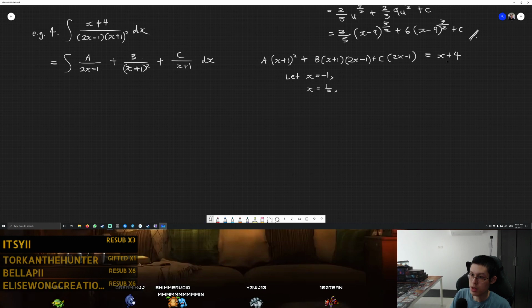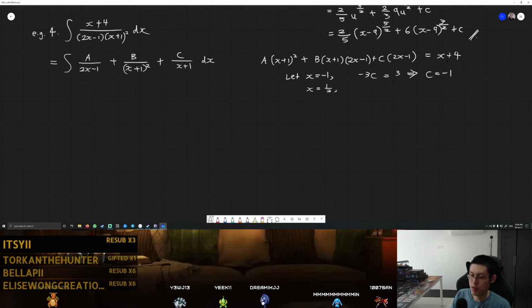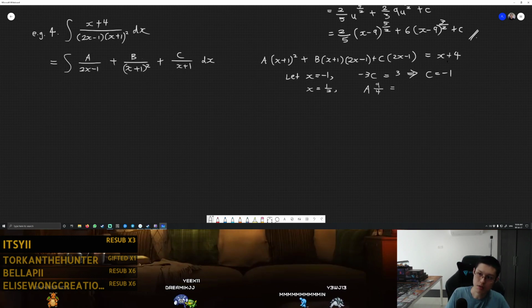Which means we would get minus 3C equals 3. Therefore, C is minus 1. Okay, that's much better, instead of all these weird fractions. So x is a half, which means we get half plus 1 is 3 over 2, so A times 9 over 4 equals half plus 4, which is 9 over 4. Therefore, A is 1.